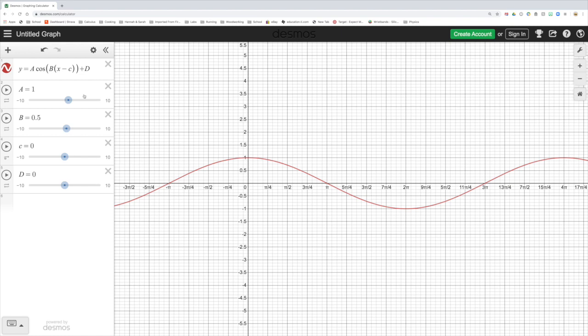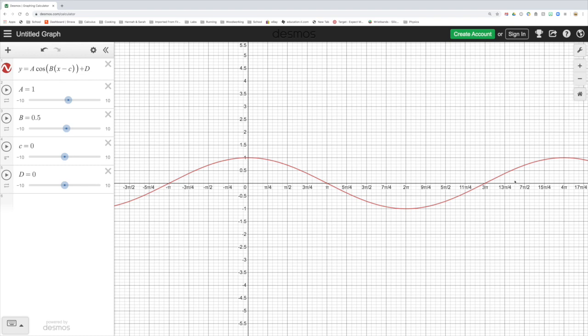Why? Okay, so 0.5 is 1/2. What's the reciprocal of 1/2? 2. Okay, the normal period is 2 pi. So when we take 2 pi and multiply by 2, we get 4 pi. And that's why this thing is repeating every 4 pi instead of the normal curve, which is every 2 pi.